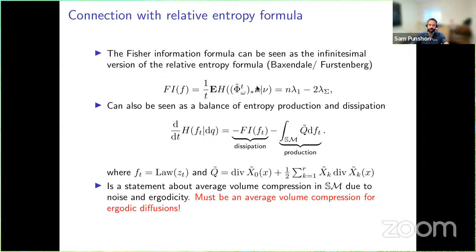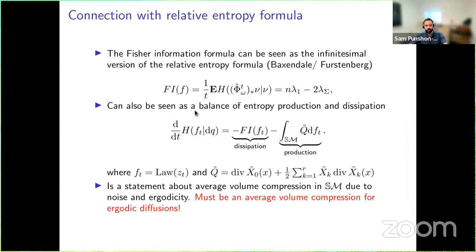So what Baxendale and Furstenberg more or less showed is that if I look at this measure and I push it forward under the flow, so I look at this random measure I get from this, and I compare its relative entropy to the original measure, and then I average it, that is actually going to be n lambda 1 minus 2 lambda sigma. And in fact, it turns out you can show that this is actually equal to the Fisher information if you have a stationary density. And in fact, you don't even need a density to define this Fisher information, but you can use logarithmic derivatives if you like.